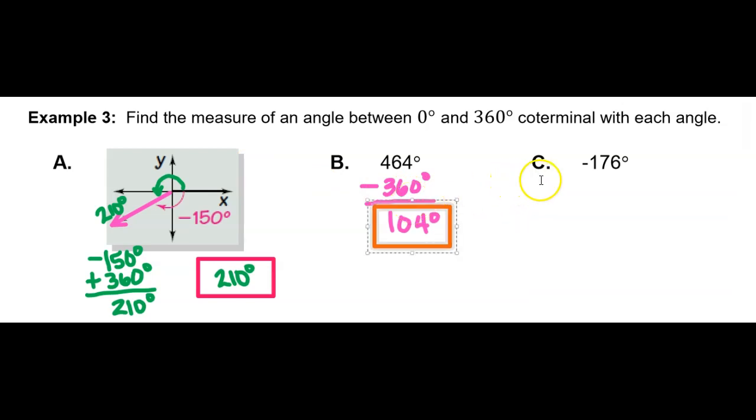So go ahead and try out problem C and see what you come up with. Okay, so since negative 176 degrees is less than 0, we are going to add a multiple of 360 degrees. So if we add a multiple of 360 degrees, we are going to be at 184 degrees. So that is between 0 and 360. So we know our angle is going to terminate in quadrant 3. It's a little bit past 180 degrees.